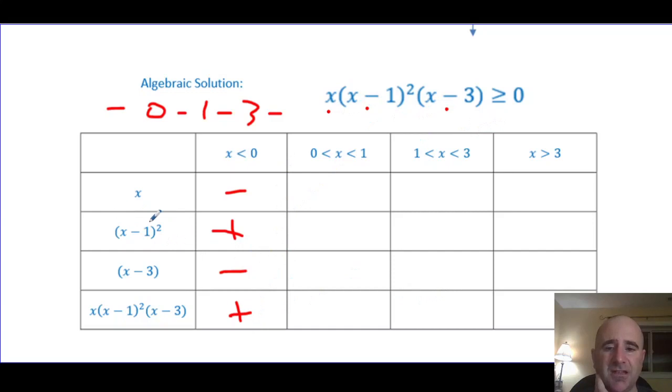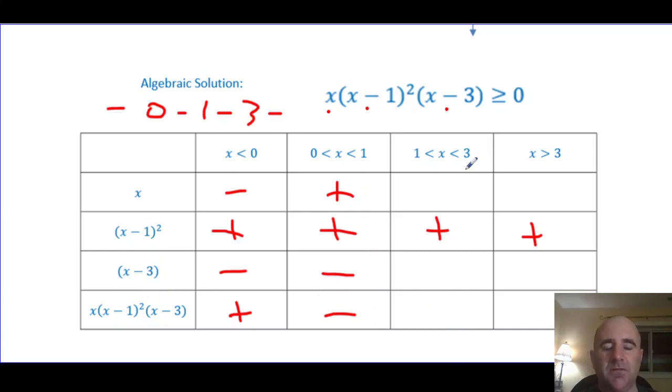You could also notice that x minus 1 squared will always be positive. No matter what number you put in for x, once you square it, you get a positive. So I could speed things up a little and realize that all of these are going to be positive numbers. Okay, moving on, a number between 0 and 1 might be like a half. Okay, well, if x is a half, then it's positive. If x is a half, minus 3 is a negative number. And now I have a positive times a negative, which is a negative.